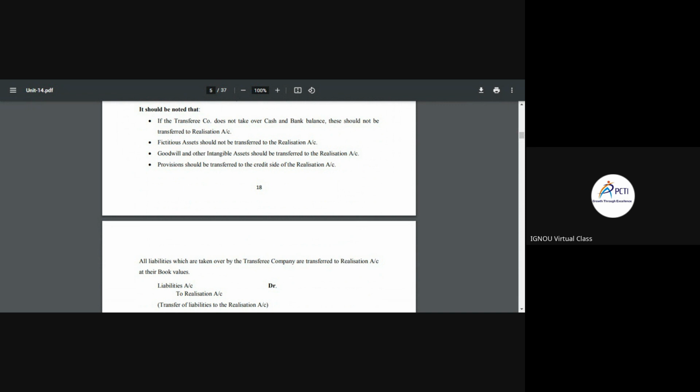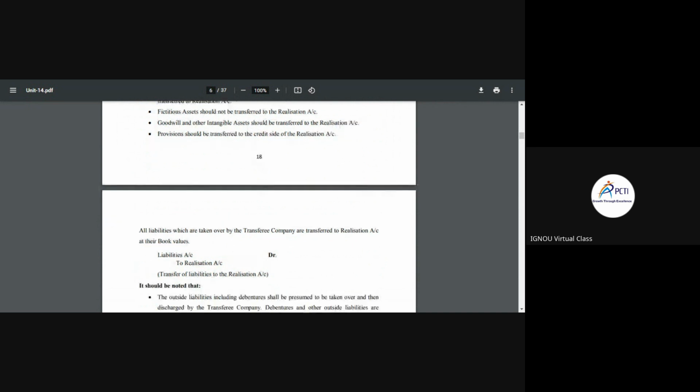So all liabilities which are taken over by the transferee company are transferred to the realization account at their book values. The entry which we need to pass for the liabilities will be liability account debit to realization account.